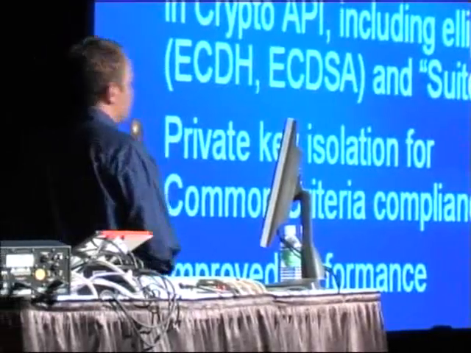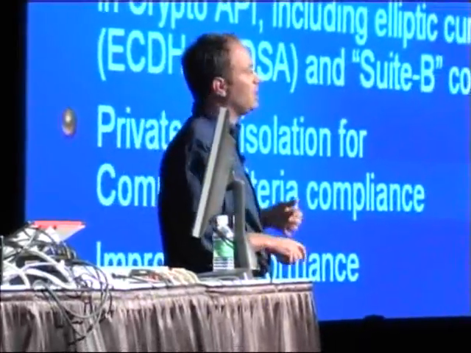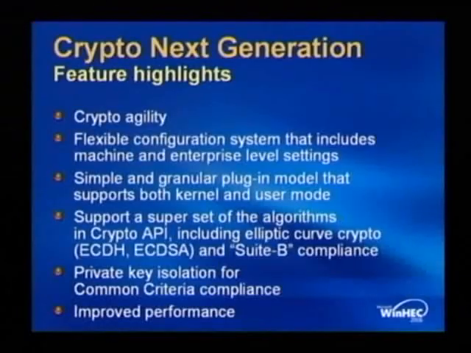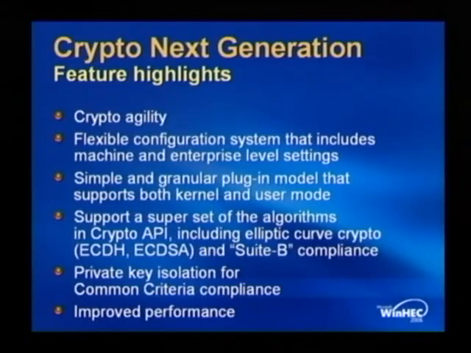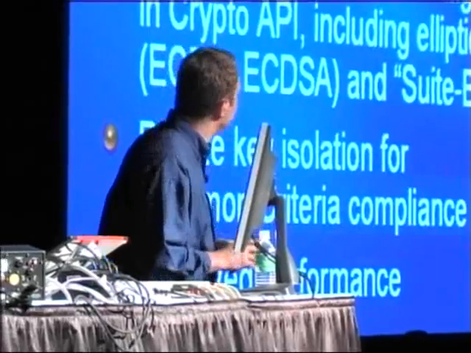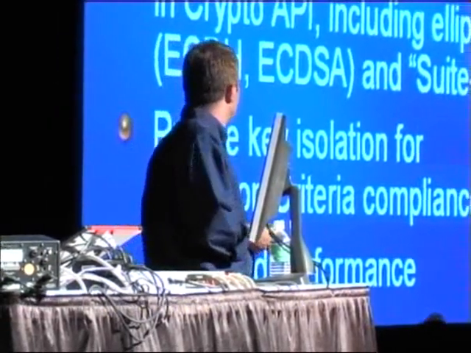So as I mentioned, crypto agility is one of the things. It's much easier to plug in asymmetric algorithms, symmetric algorithms, hashing algorithms, random number generators, things that really are not available in Crypto API. As I mentioned, we support a new set of algorithms, what we call Suite B class algorithms, such as elliptic curve cryptography. By default, we provided the system out of the box with what we call ECDH and ECDSA, the elliptic curve Diffie-Hellman and digital signature algorithms.